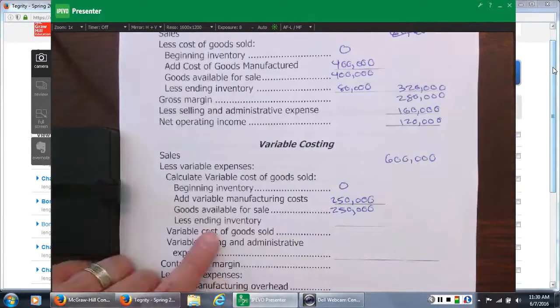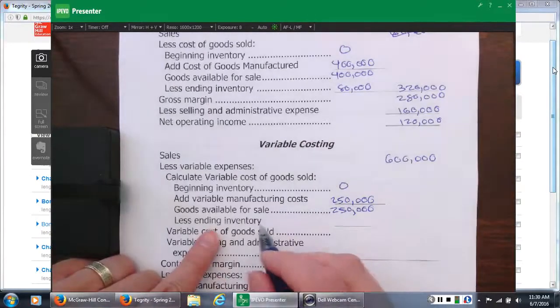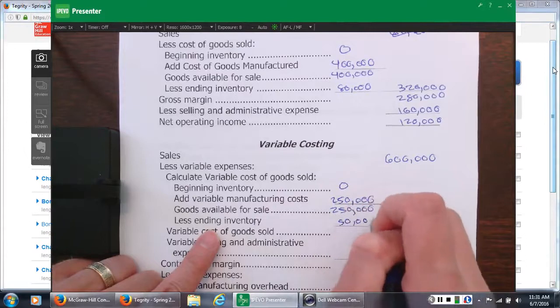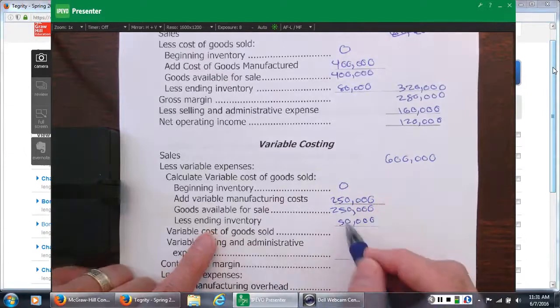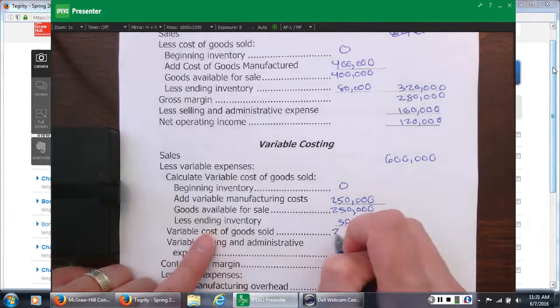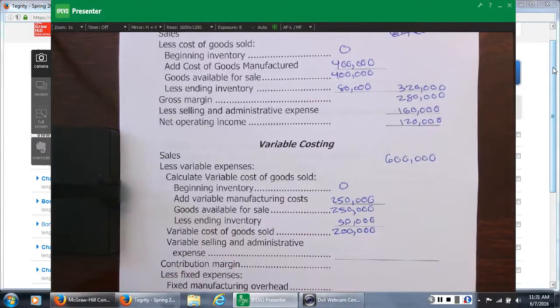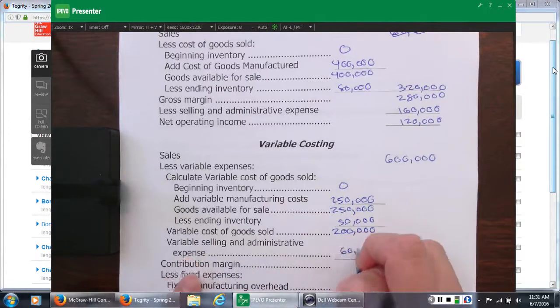Okay. Less my ending inventory, I have 5,000 units left over in ending inventory, times the $10 per unit gives me the value of my ending inventory right here, which is 50,000. 250 minus the 50,000 gives me 200. That's my variable cost of goods sold. And then I add in my variable selling and admin expenses of 60,000 right there.